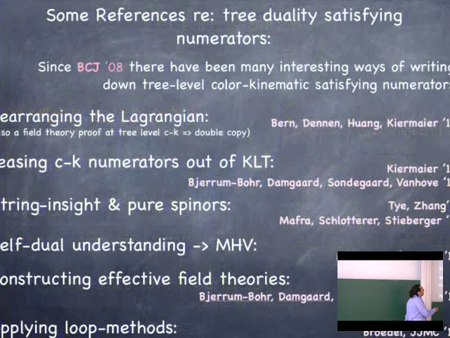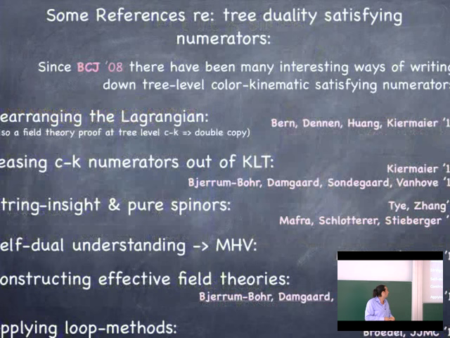So Bern, Dennen, Huang, and Kiermaier in 2010 started playing around with rearranging the Yang-Mills action so as to explicitly hard-code Feynman rules that would give you duality-satisfying representations. And they did this through six-point. And the way they did it is by adding zero to the Lagrangian, right? How did they add zero? They added zero in a very specific way: by tagging terms directly with color Jacobi. So this is worth looking at.